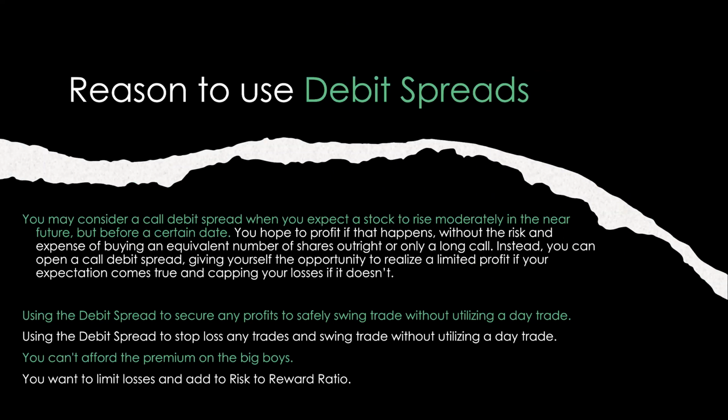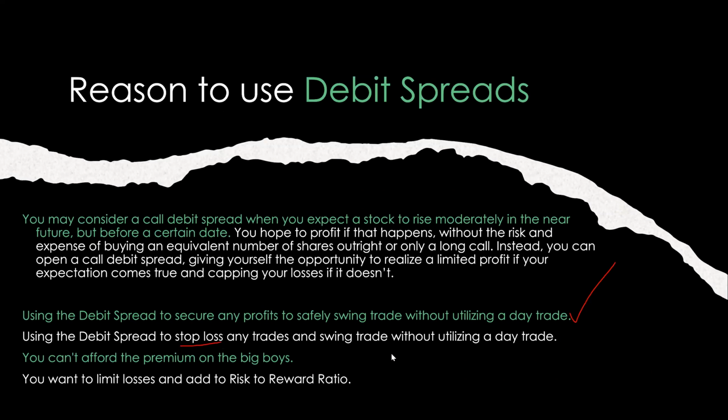Okay. You can't swing trade or day trade because you are PDT or under 25K or you're out of buying power, whatever it may be. Using this debit spread method can secure profits to safely swing trade without using a day trade. Using the debit spread to stop loss any trades.